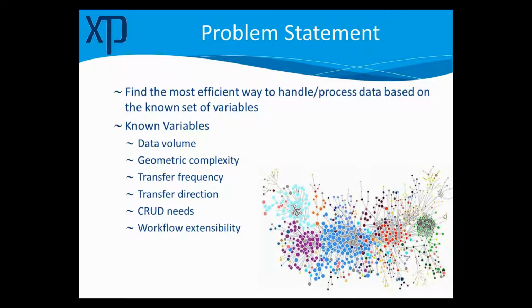Since we're talking about GIS, the geometric complexity of the data is also important, and we'll cover that in a little more detail. So is the frequency. In other words, how often am I trying to transfer data, and in what direction am I transferring it? Am I transferring it just out of the software, just into the software, or both? And then the database acronym CRUD, which stands for Create, Read, Update, and Delete. What am I trying to do with my data?